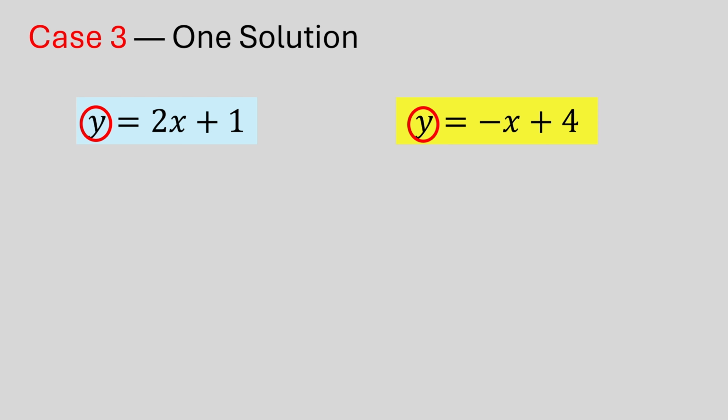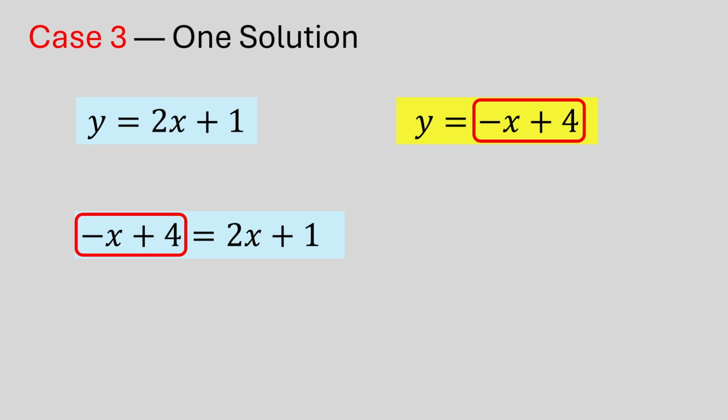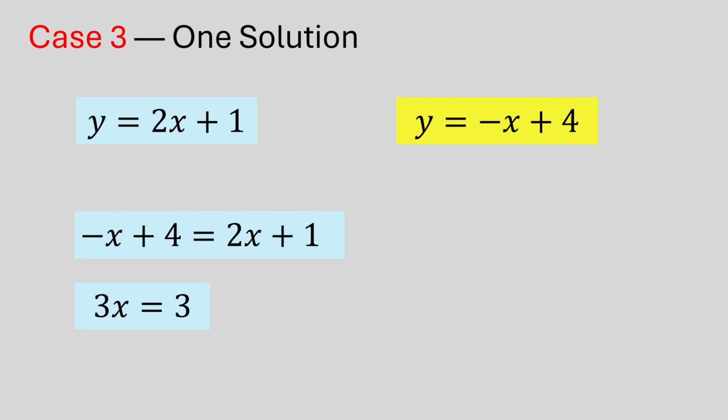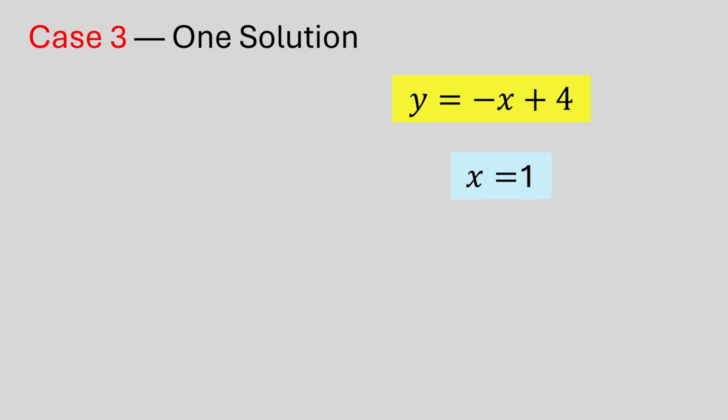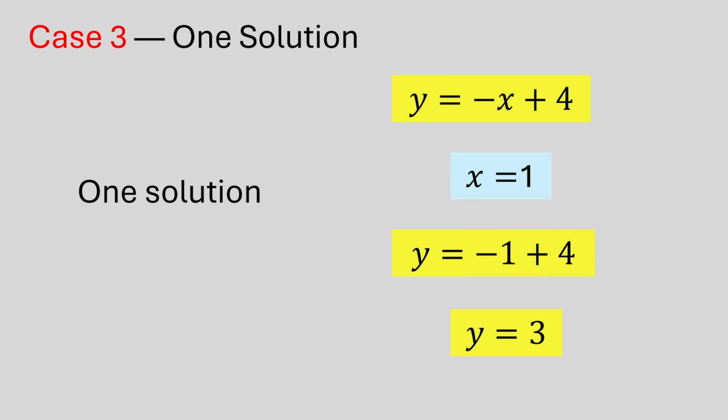Substitute y value of equation 2 into equation 1. Negative x plus 4 equals 2x plus 1. Bring terms together. 3x equals 3. x equals 1. Now substitute x value into either equation. y equals negative 1 plus 4 equals 3. One unique solution: (1, 3).